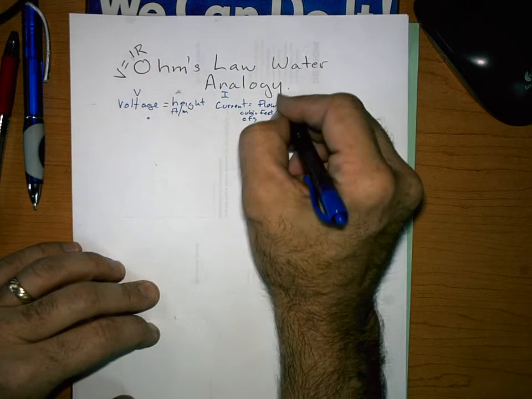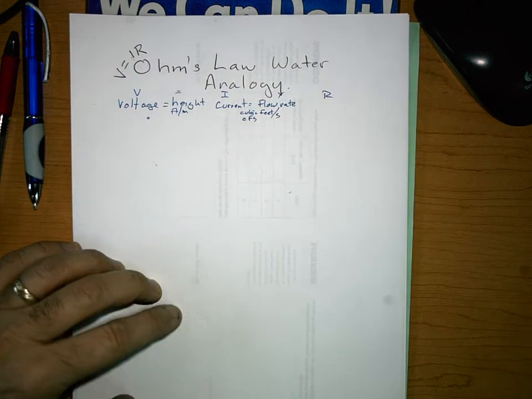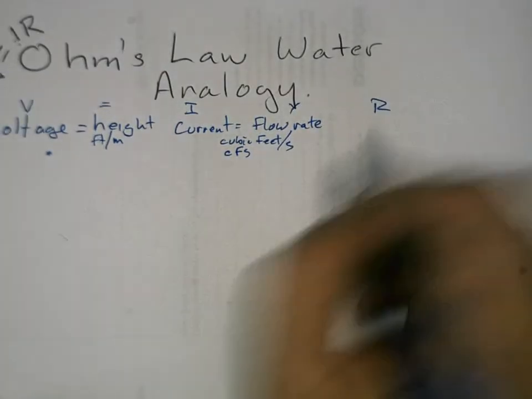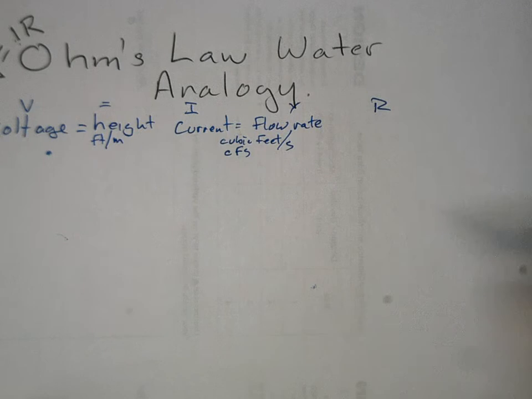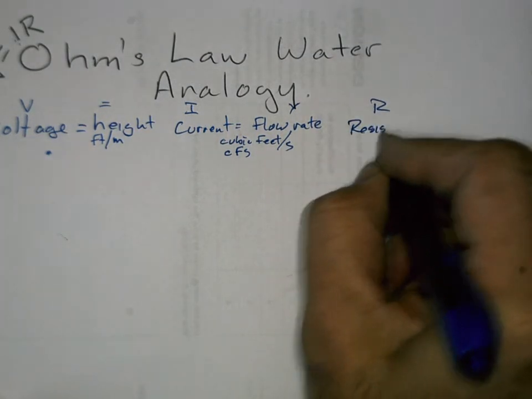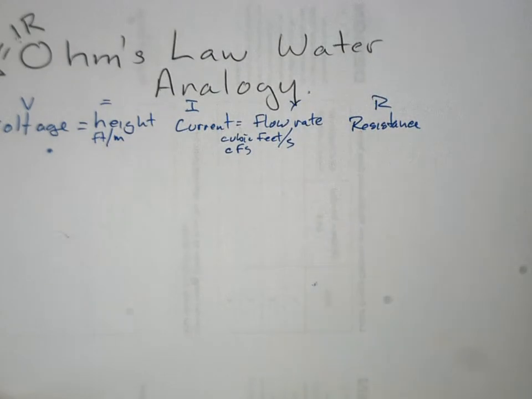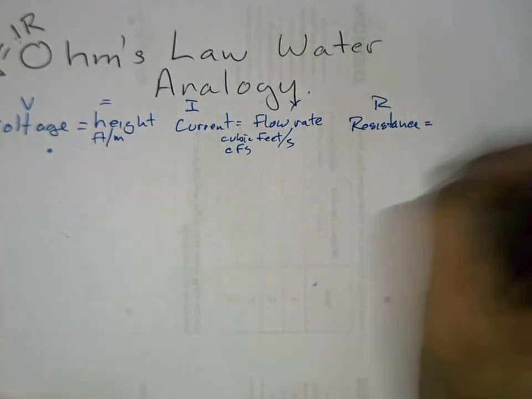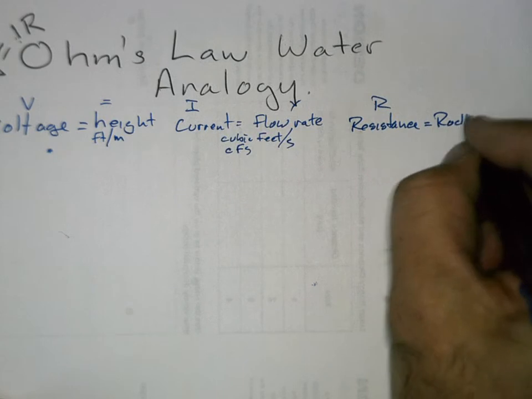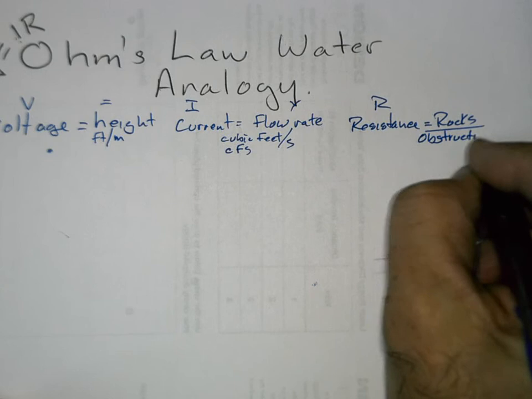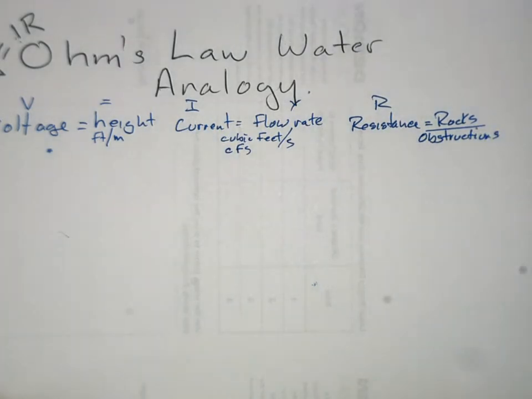And V equals I times R, and R in our analogy is, oh, let me zoom that in for you so you can see that a little bit more. Apologies for not having that zoomed in. There we go, focus. Now resistance is a measure of how hard the electrons have to move to go through. Resistance in our analogy is going to equal rocks or obstructions in the river flow.